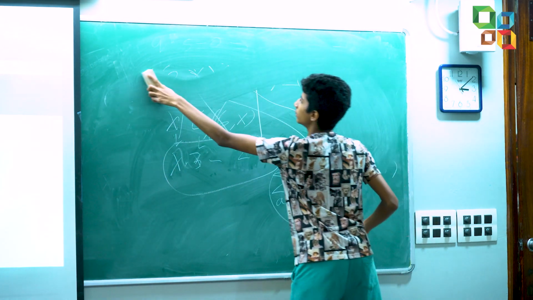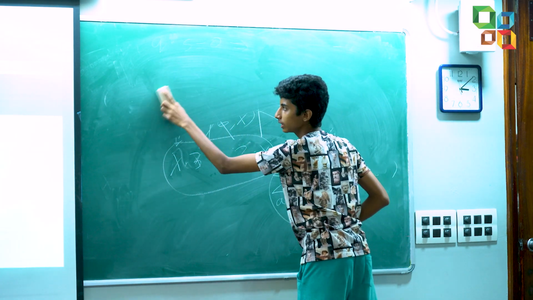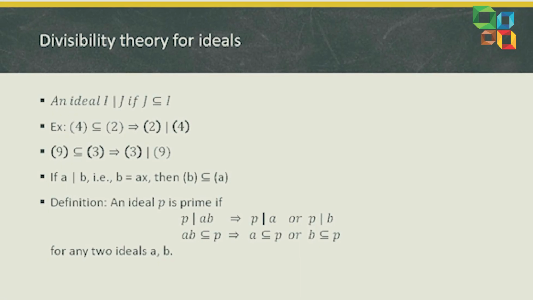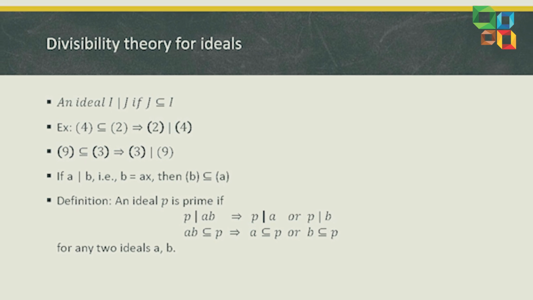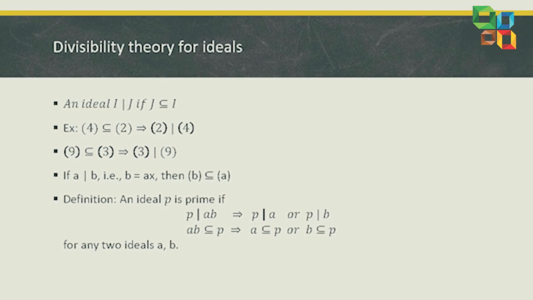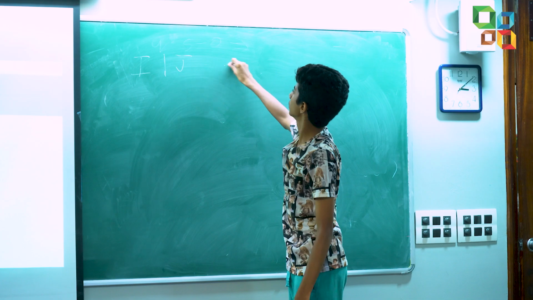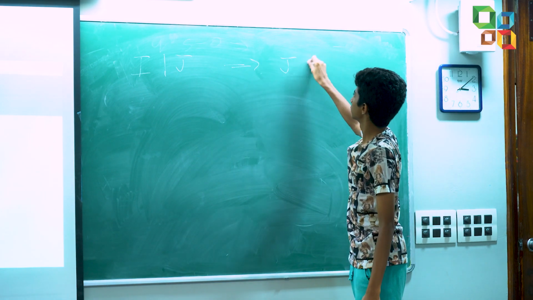So let's move on to divisibility theory for ideals. Any questions until now? Let's move on to divisibility theory for ideals. An ideal I divides J if J is a subset of I.